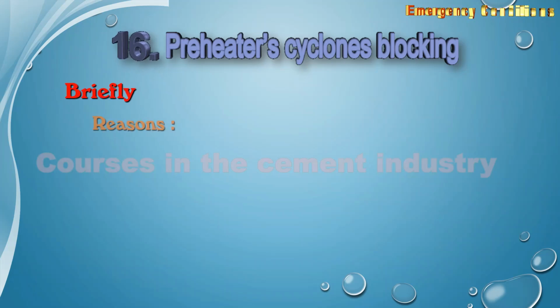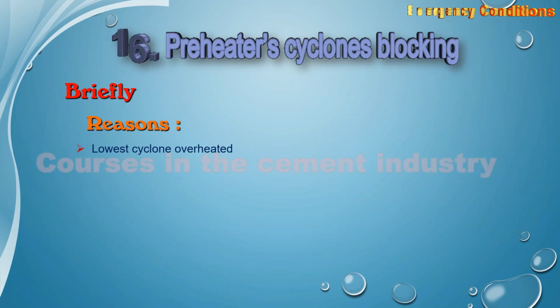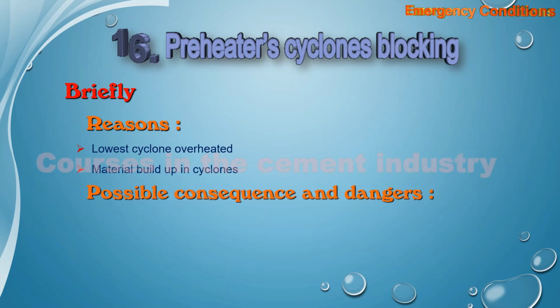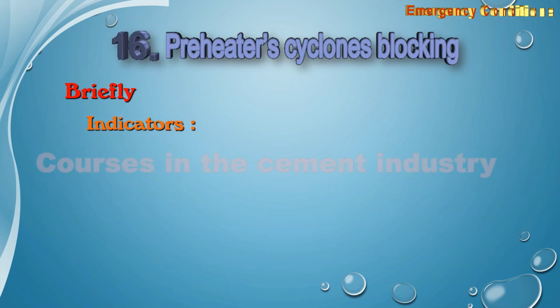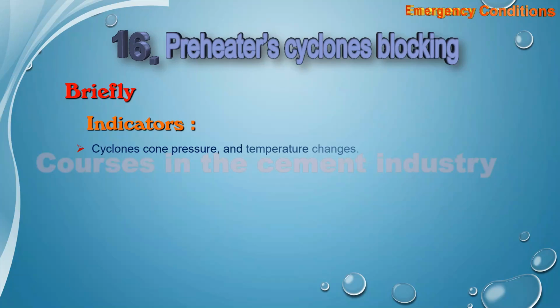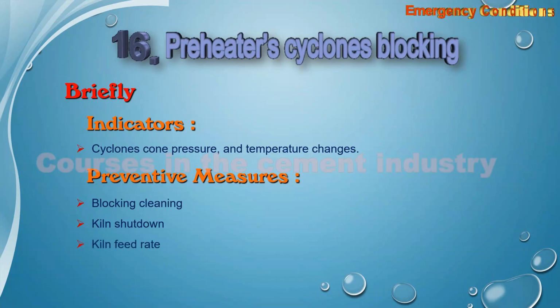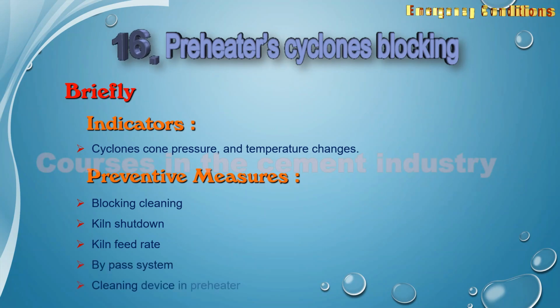Briefly. Reasons: 1. Lowest cyclone overheated. 2. Material buildup in cyclones. Possible consequences and dangers: kiln production. Indicators: cyclones, cone pressure and temperature changes. Preventive measures: 1. Blocking cleaning. 2. Kiln shutdown. 3. Kiln feed rate. 4. Bypass system. 5. Cleaning device in preheater.